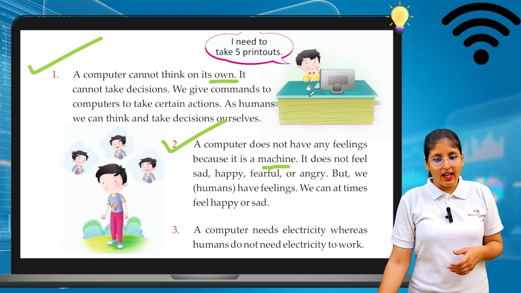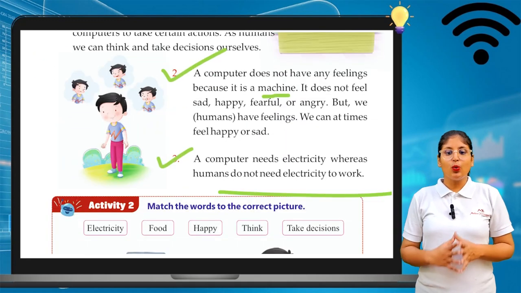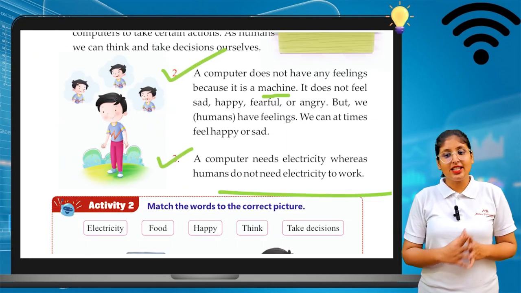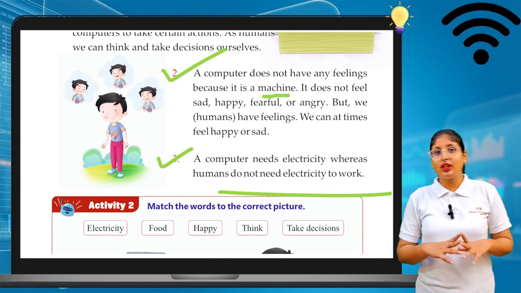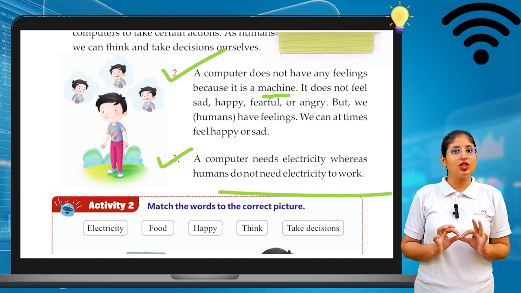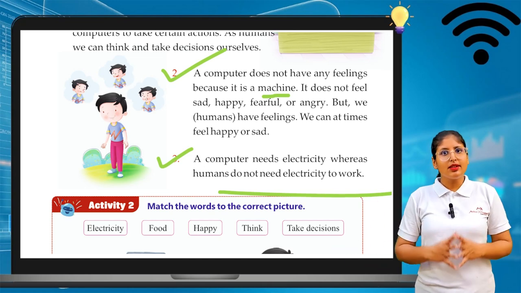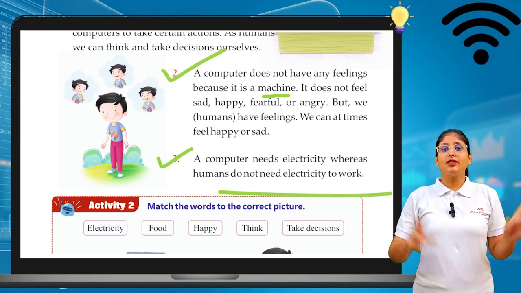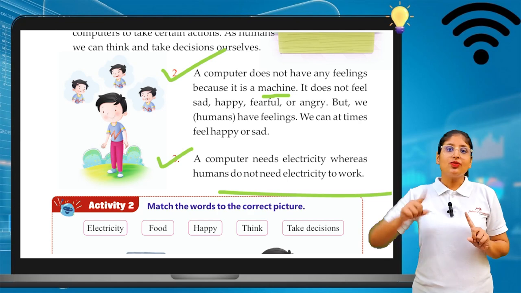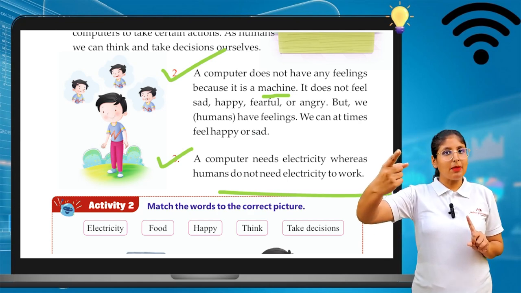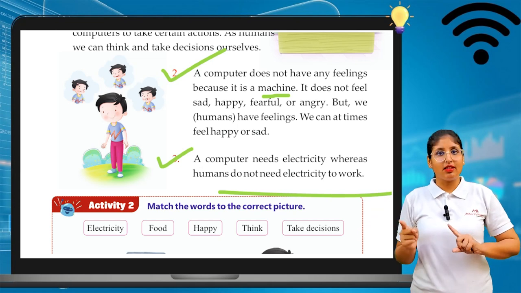Third, a computer needs electricity, whereas humans do not need electricity to work. Without electricity, a computer cannot function or run. But human beings can run without electricity. So we will see the difference between computers and human beings. First, we will see how computers are better than human beings. On the second page, we will see how human beings are better than computers.